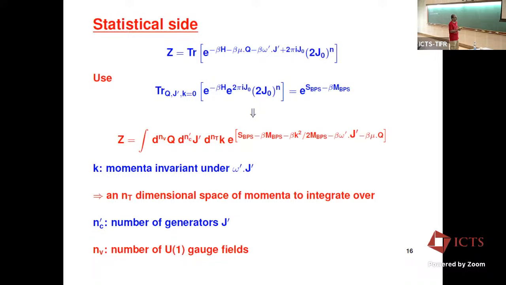So this k is the momentum that I said, but not all momenta are allowed. The momentum has to be invariant under omega prime dot j prime. And this gives you some n-dimensional space of momentum to integrate over. In 4 dimensions, where j prime is trivial, it's the full 3-dimensional momentum. But in higher dimensions, things can be different. N_C prime here is the number of generators of j prime. In 4 dimensions, again, this integral is trivial. In 5 dimensions, it's a 1-dimensional integral, and N_V is the number of U(1) gauge fields.